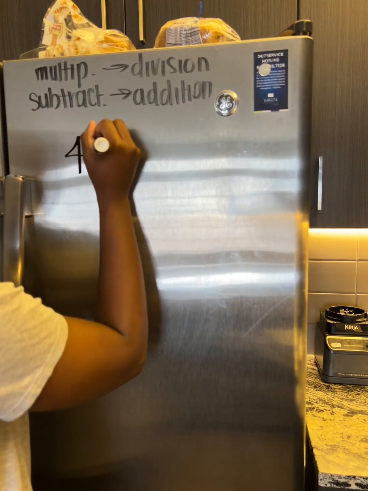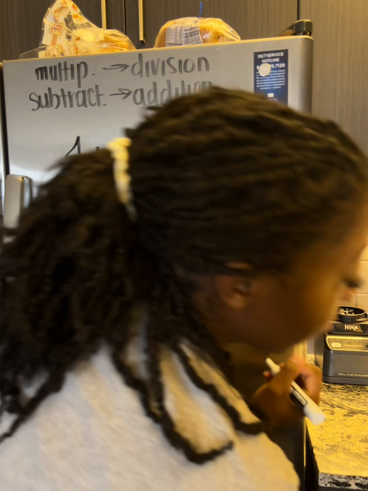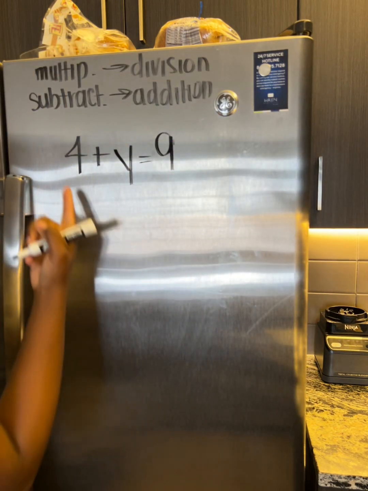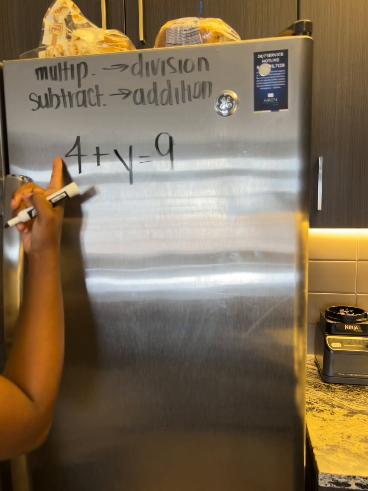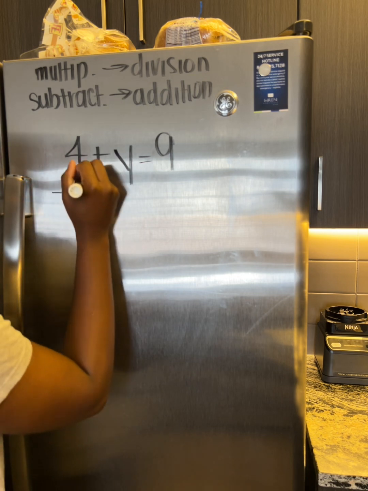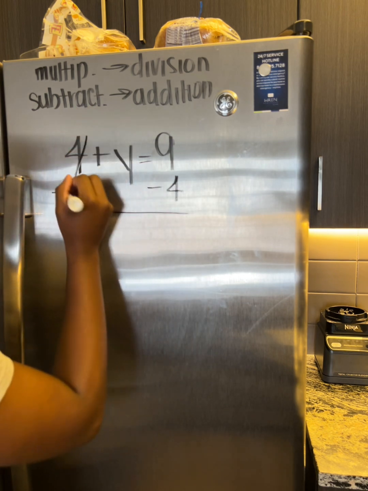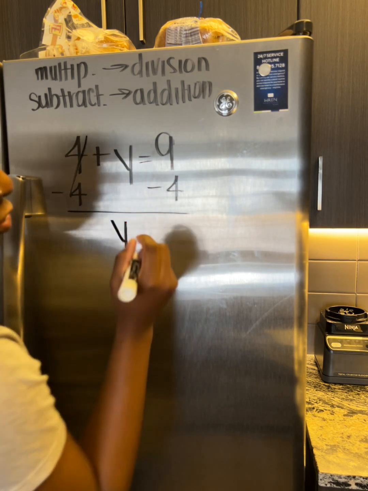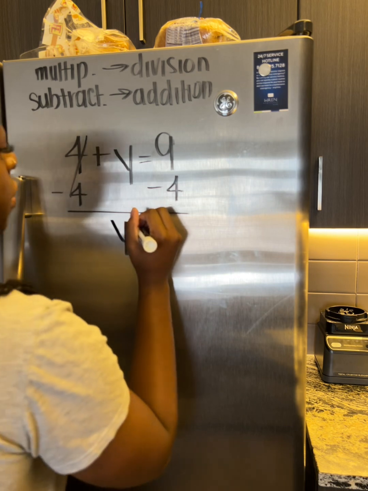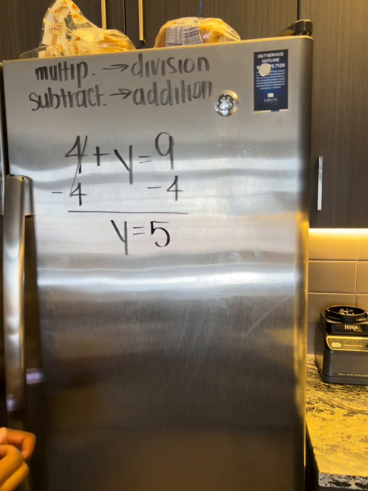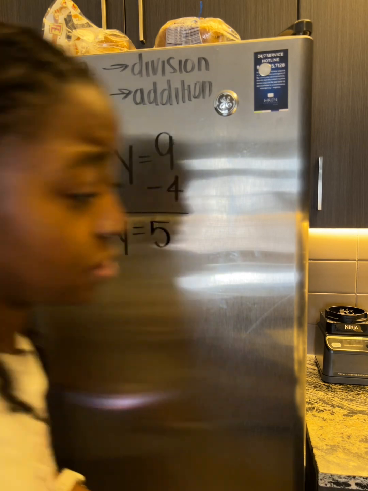Addition, so 4 plus y equals 9. I'm going to subtract this 4 because it's a positive 4. I'm going to subtract 4 from both sides. Cancel this out. Bring the y down because y cannot just disappear now. So y equals 5. Just like that. And it's just that simple.